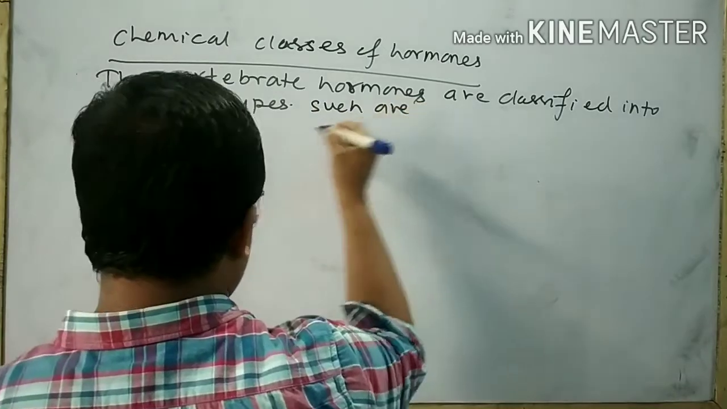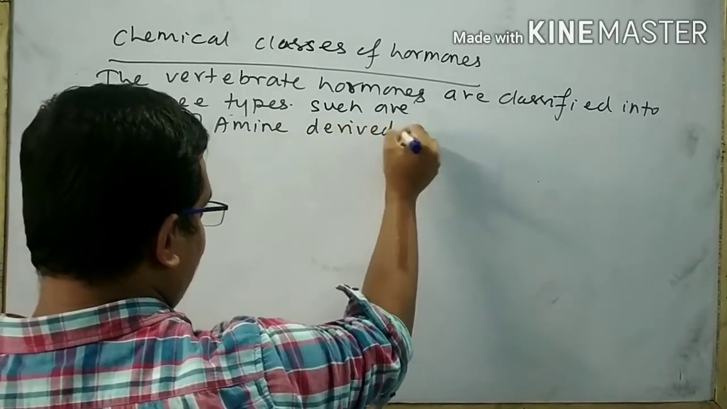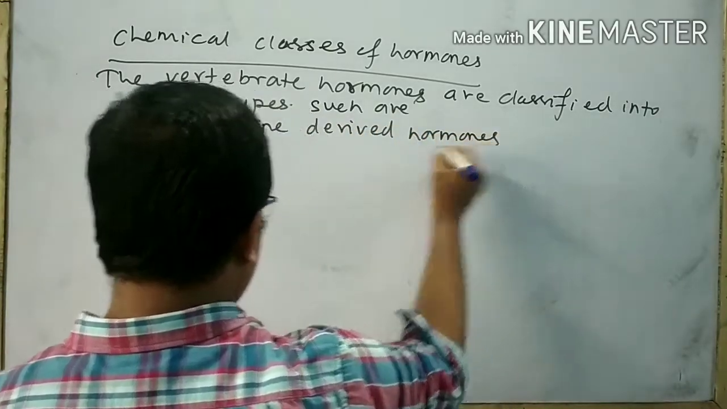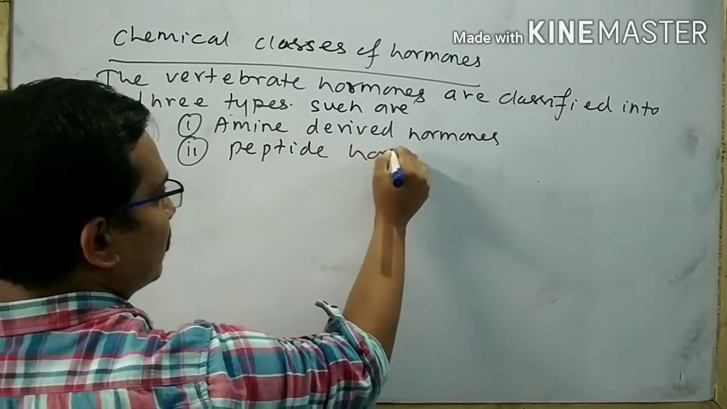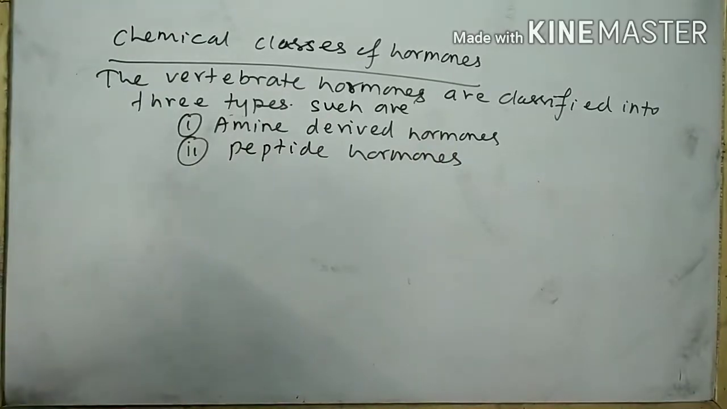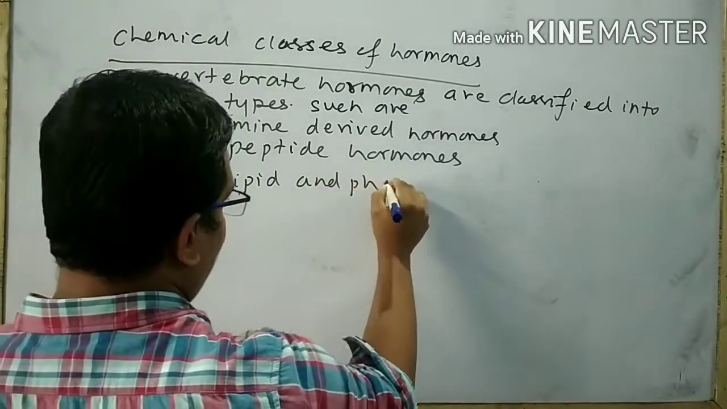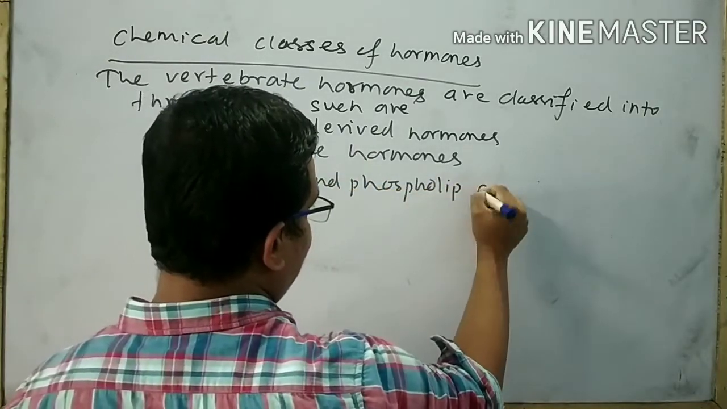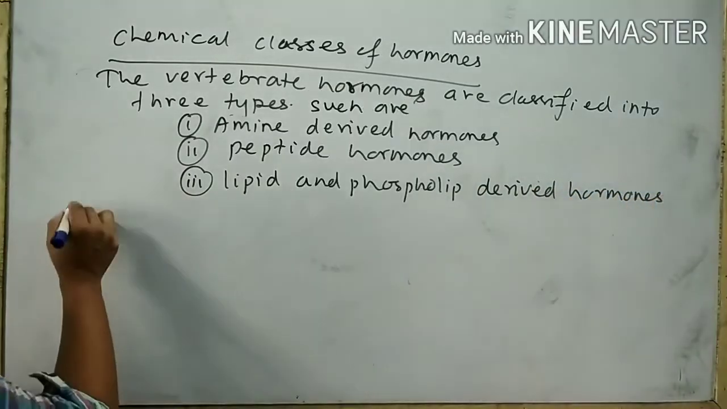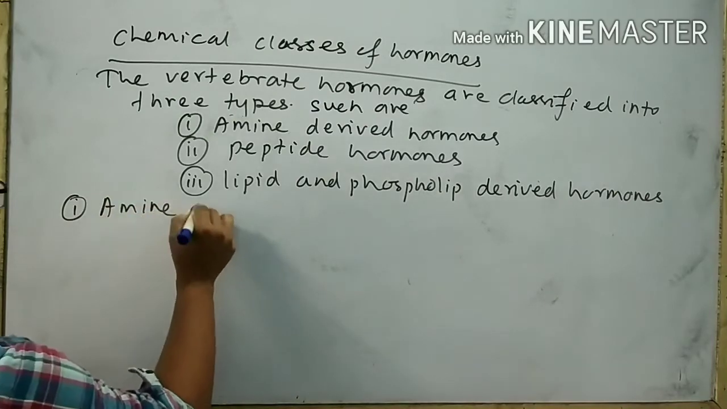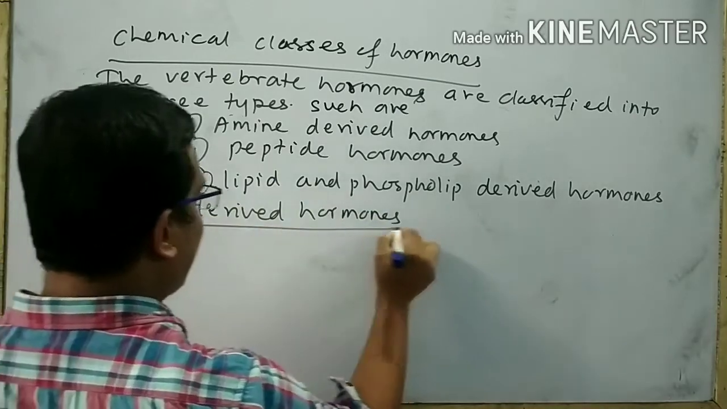such as number one is your amine derived hormones, number two is your peptide hormones, and number three is your lipid and phospholipid derived hormones. At first I will discuss about the amine derived hormones. What is amine derived hormones?